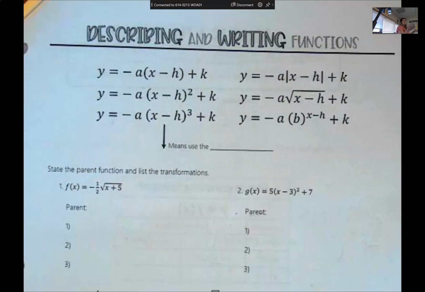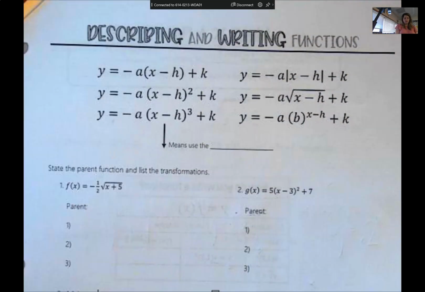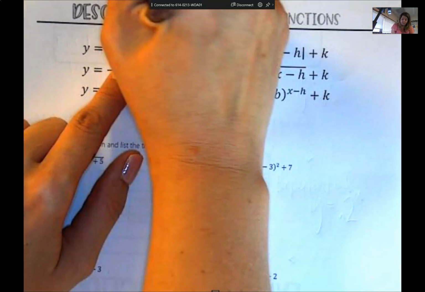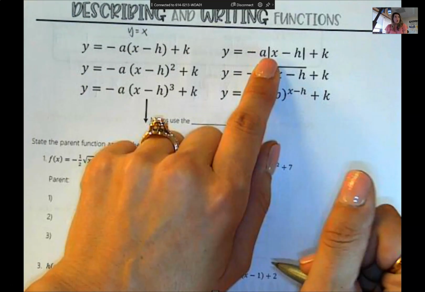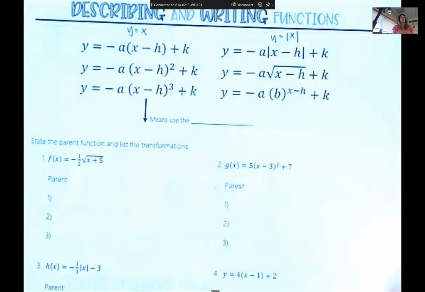And then mixed in with those symbols are all the different things we can do to that parent function to make it look different. And it literally is every single thing that you can do. So this one, just to be clear, and you don't have to write this down if you don't want to, this parent is y equals x. And for this one, the parent is y equals absolute value x.